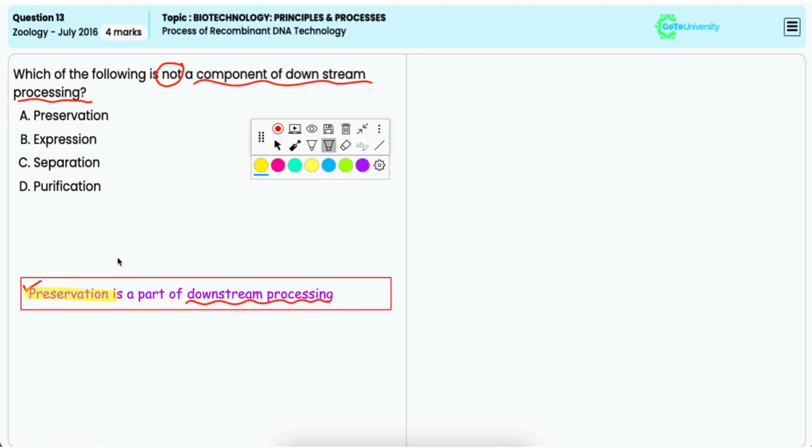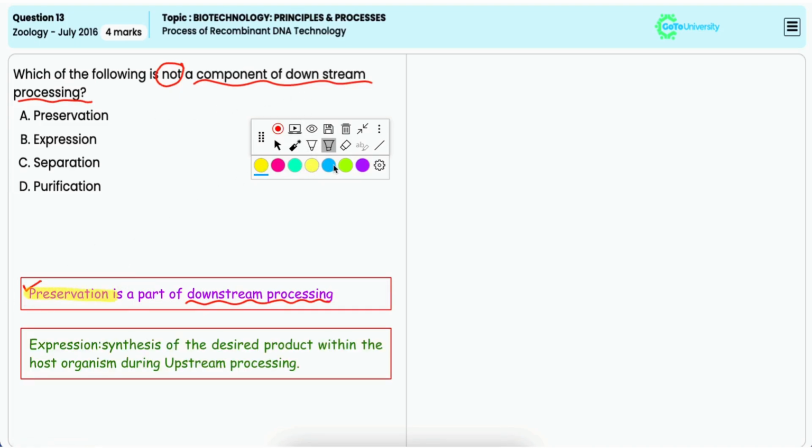Option B, expression. Now, expression refers to the synthesis of the desired product, whether it's a foreign protein, enzyme, and so on, within the host organism during upstream processing. So, it is not a part of downstream processing. Hence, it is the correct option.